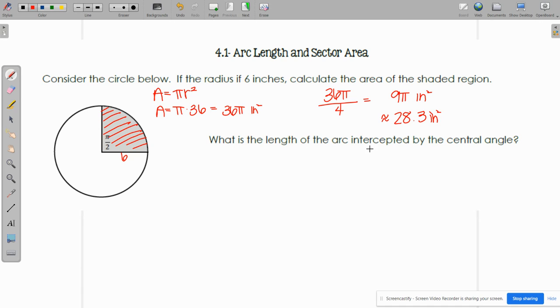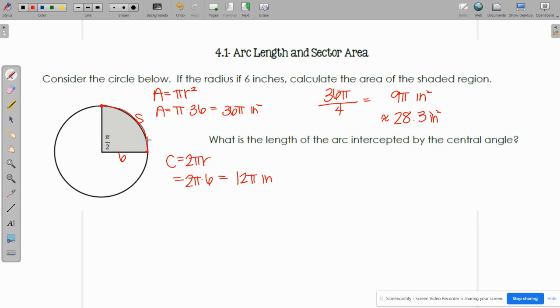What is the length of the arc intercepted by the central angle? So the arc length that we're talking about is this right here, this distance around the circle from this point to this point. And oftentimes we use S to denote arc length. Well, let's think about what is the distance around the entire circle. We know that as circumference, which we know is 2 times pi times the radius. So again, since the radius is 6 inches, this would be 2 times pi times 6, or 12 pi inches.